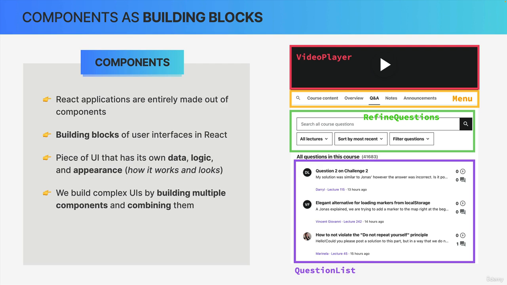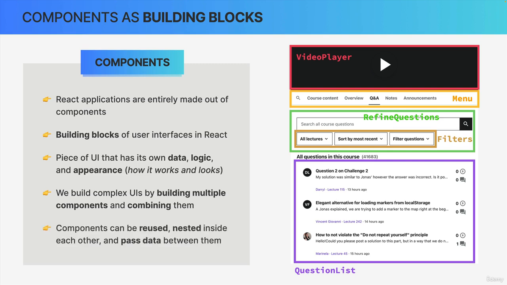So those are like the big components, but we can identify many other smaller components in this UI as well, like for example these filters right here. And what you can see is that this filter is inside the refine questions component, right? So actually one thing that we do all the time is to place components inside of other components. Or in other words, we nest components inside each other. So nesting components is a key aspect of using components in React, along with component reusability.